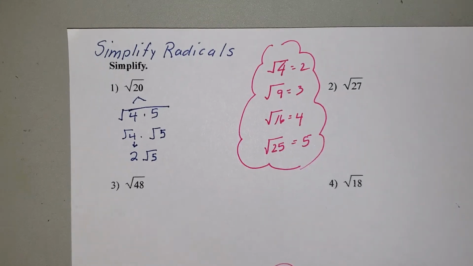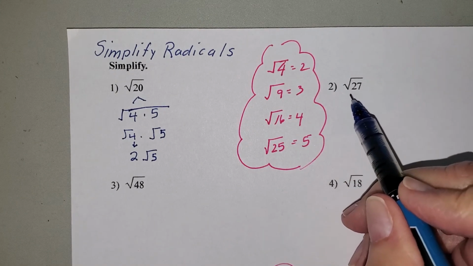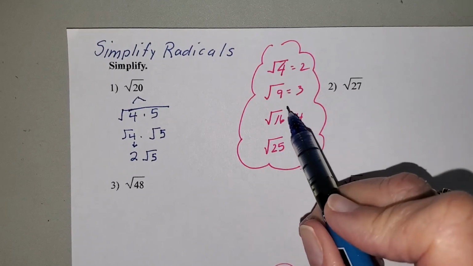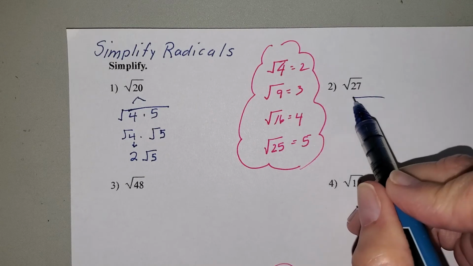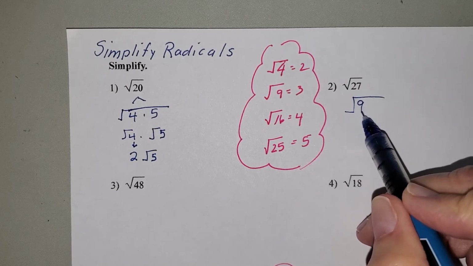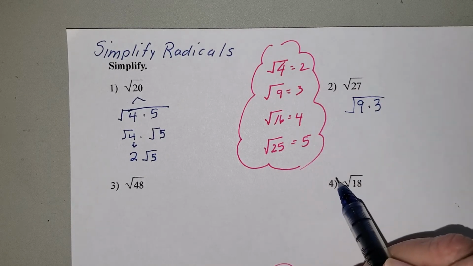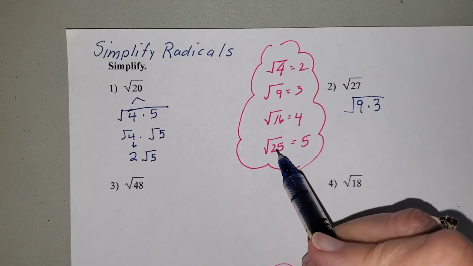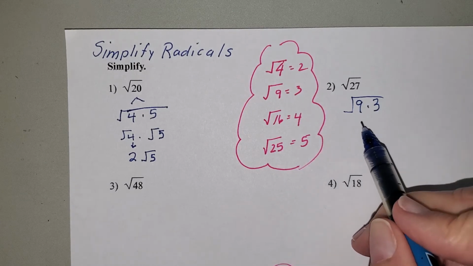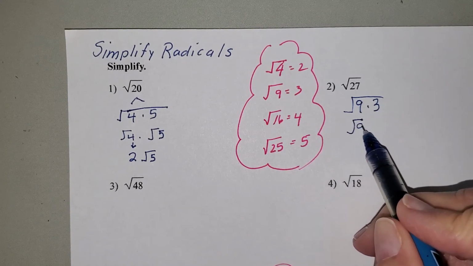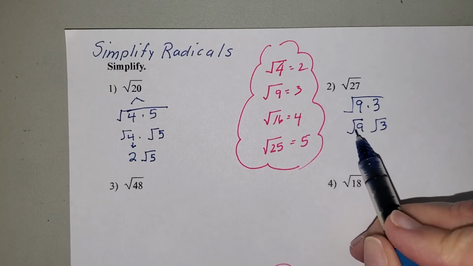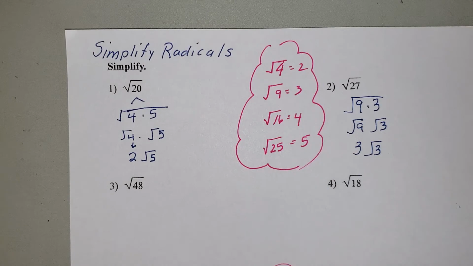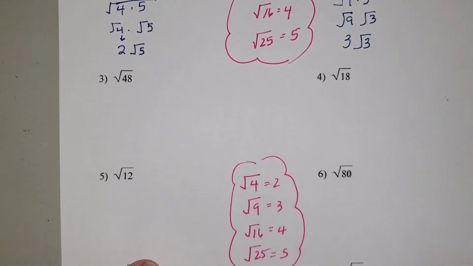Okay. Let's look at this next one. Square root of 27. Well, which perfect square is a factor of 27? 9. So we're going to rewrite this 27, write the perfect square first. 9 times 3 is 27. Can we factor 3 using one of these perfect squares? No. So we break this into its two parts. The square root of 9 is 3. The square root of 3 we can't do. Okay.